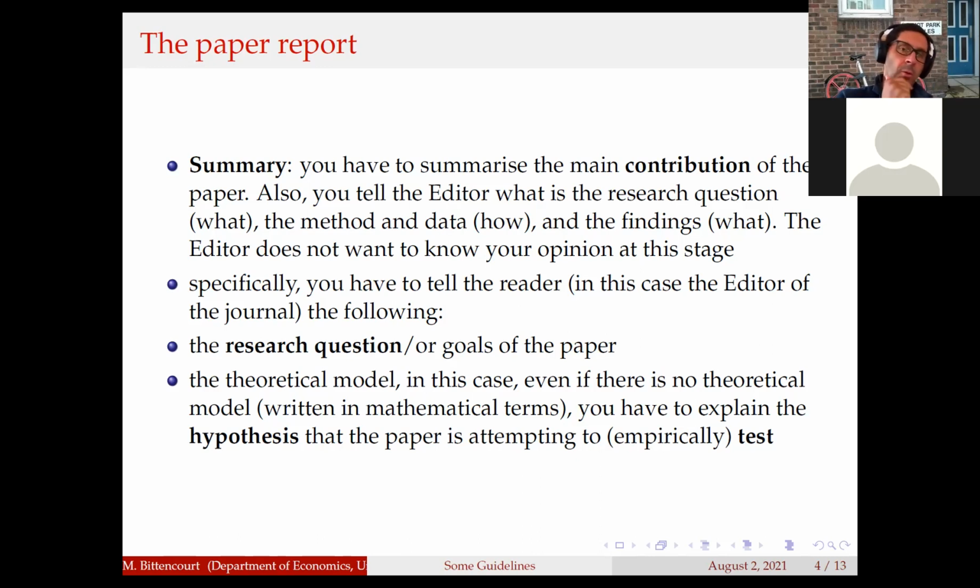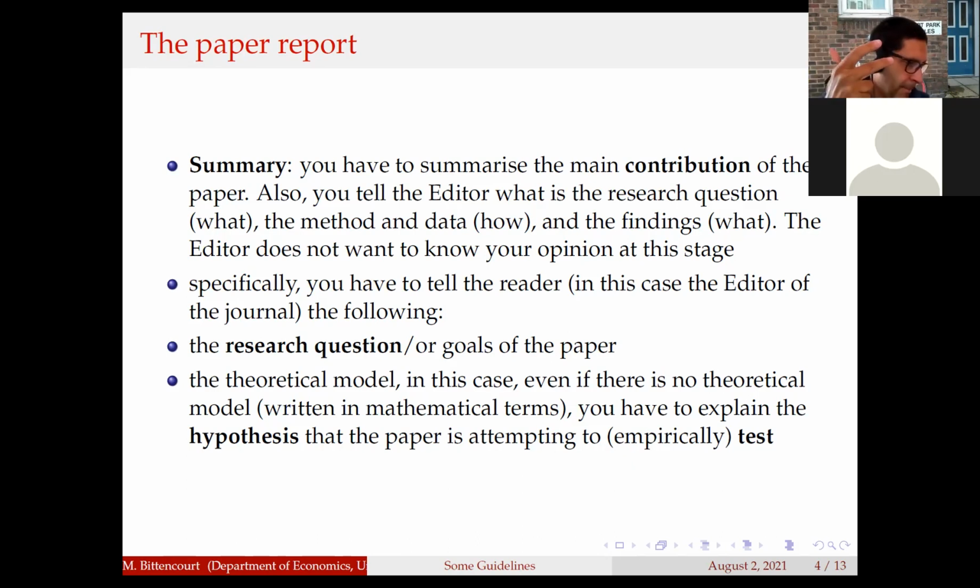You have to summarize the main contribution of the paper. Also, you tell the editor what is the research question, and that is the summary, right? Everything that we are going to do for 6 weeks is about what is the research question, and then what is the method and the data, or how they do things. So what they do, what is the research question, how they do, method and data, and what they find, the findings, okay? You have to tell the editor in 3 sentences those things. The editor is myself, right?